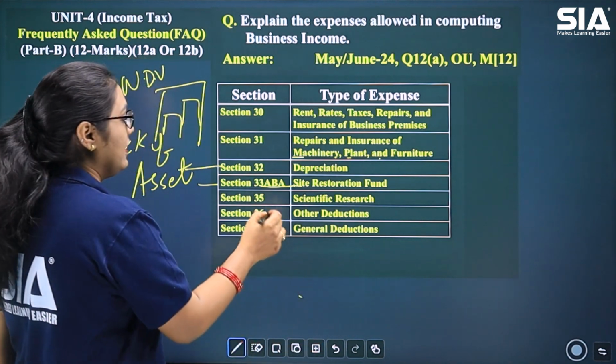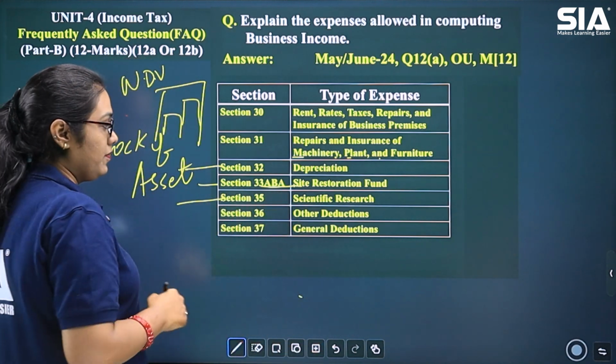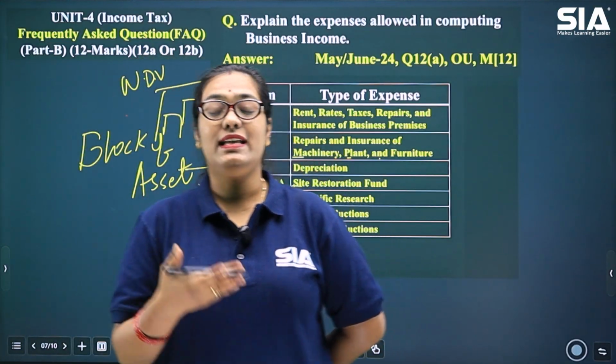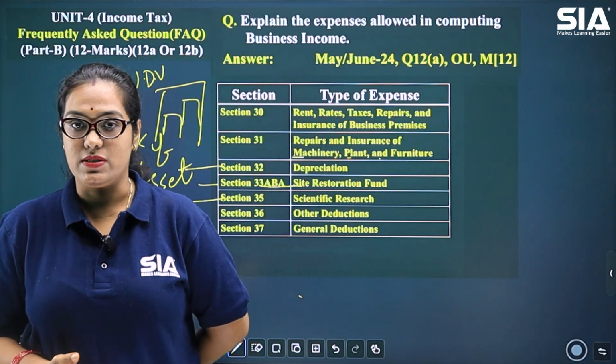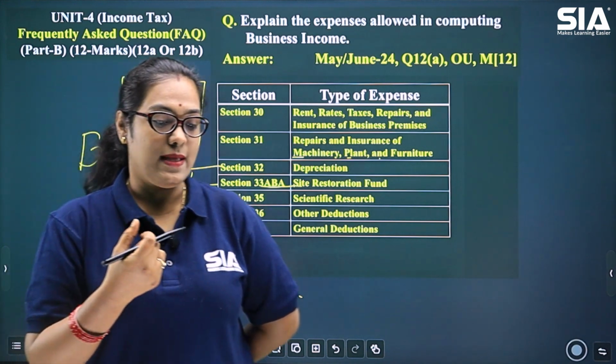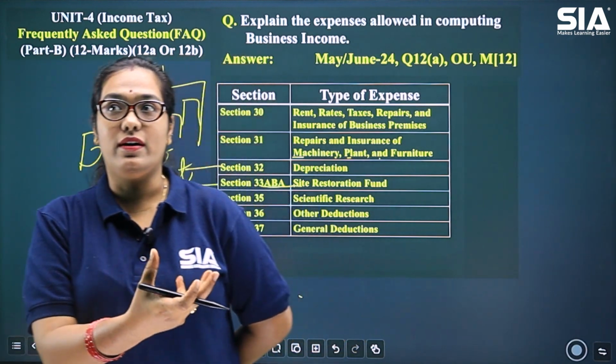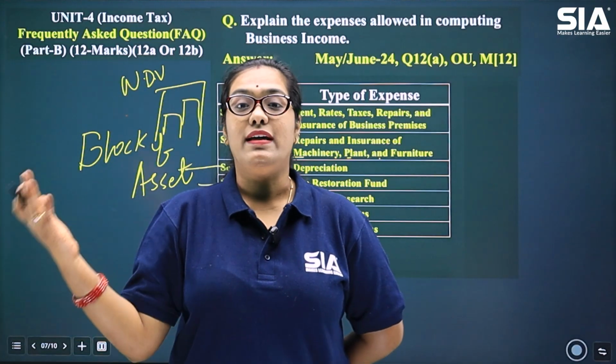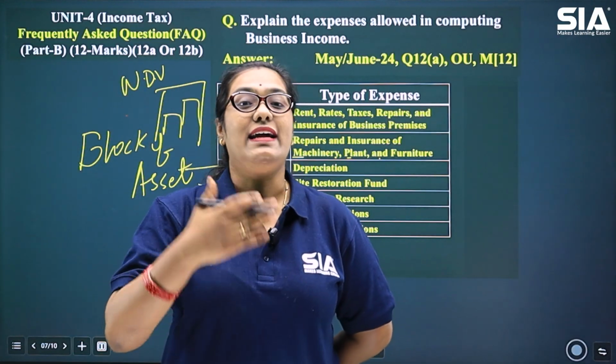Then the next one is scientific research. What is scientific research? Scientific research may not necessarily be only in the pharma industries. Let's take a small example. Now, you all must be eating at McDonald's. Do you think McDonald's was such a popular place to eat like it is now?